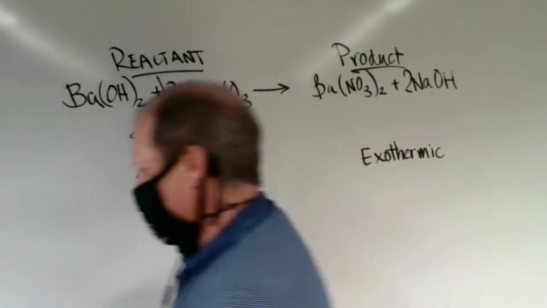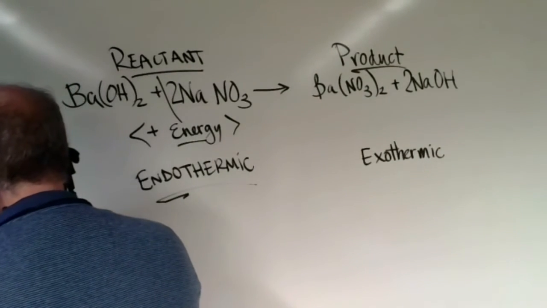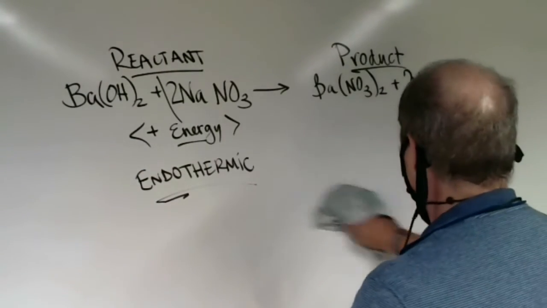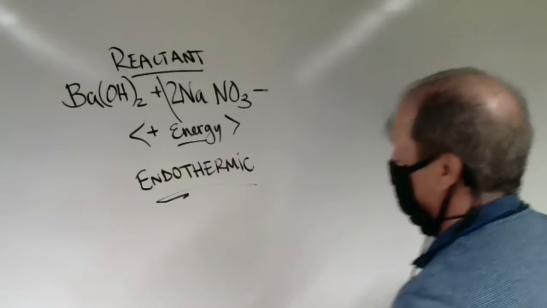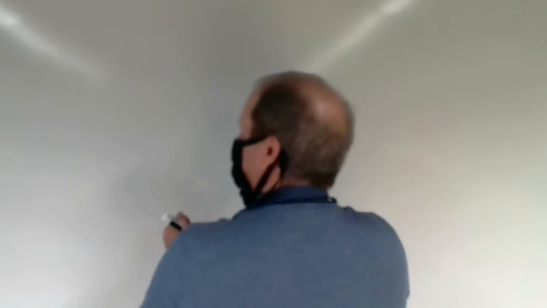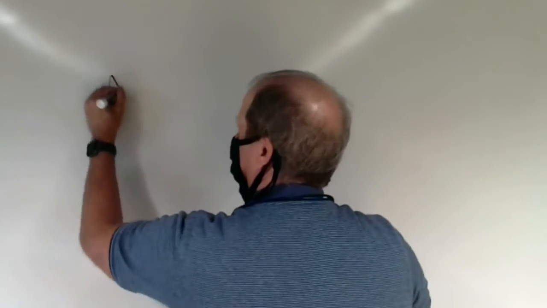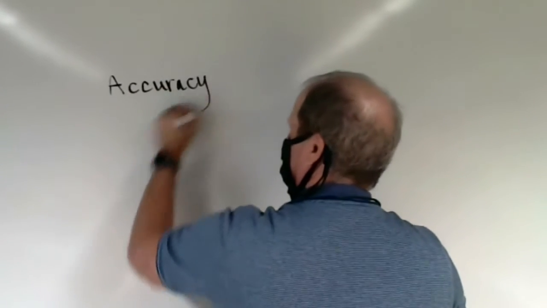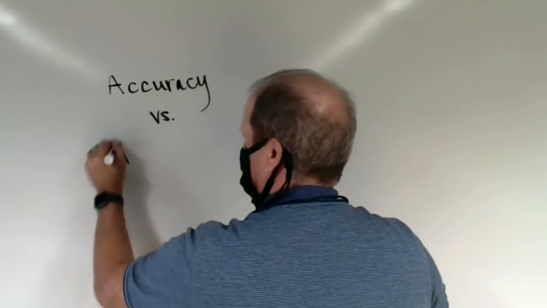All right, last thing I think we're going to cover, and then I'm going to turn you loose on an assignment. The last thing is the difference and the similarities between accuracy versus precision.